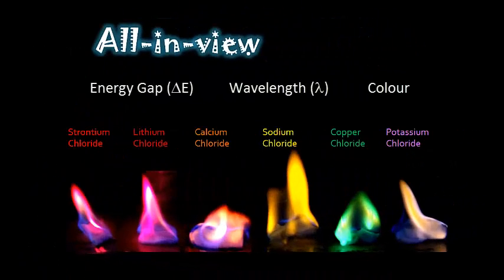The exact energy gaps and wavelengths of the possible transitions vary from one metal ion to another metal ion, which is why different metal ions have different flame colors.